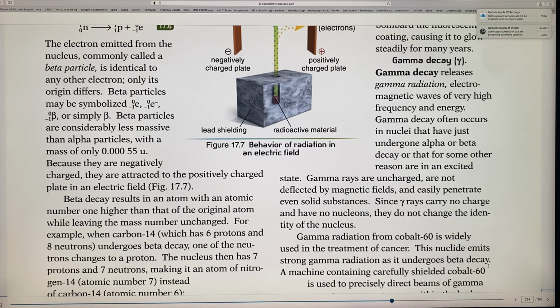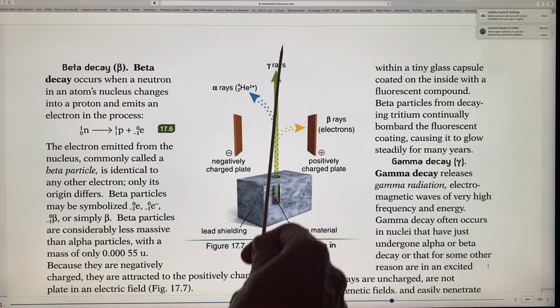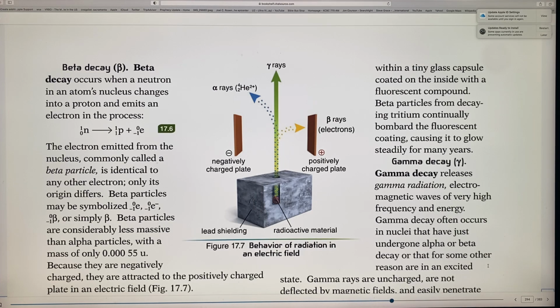So you have this nucleus, it's gone through this huge process now, and now it's going to be emitting more energy in these gamma decay rays, or gamma rays. So gamma rays are uncharged. They don't have any charges. Here's a picture here. If you have gamma rays, they just go straight up. They don't go either way. They're not charged at all.